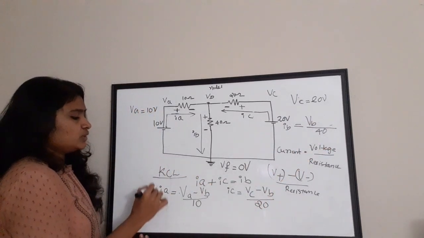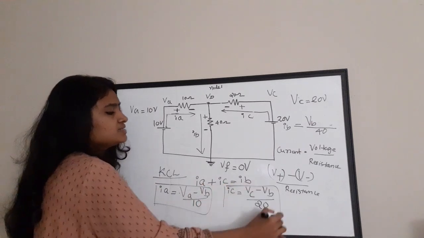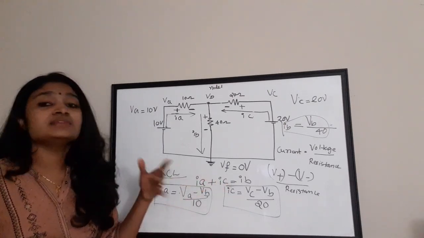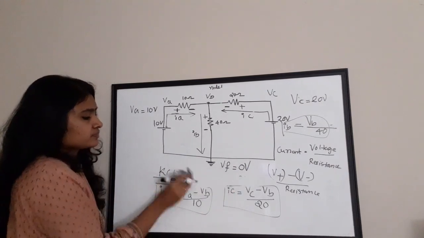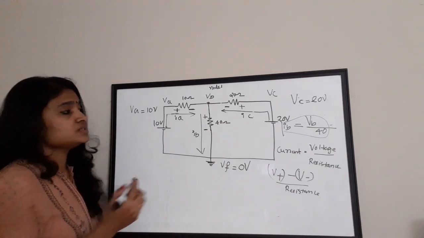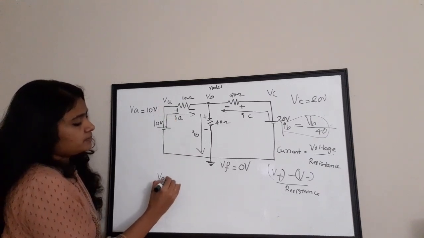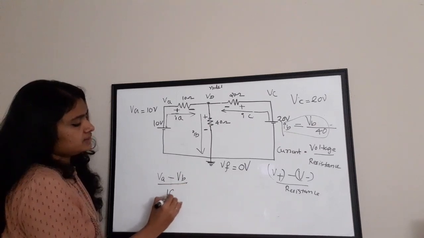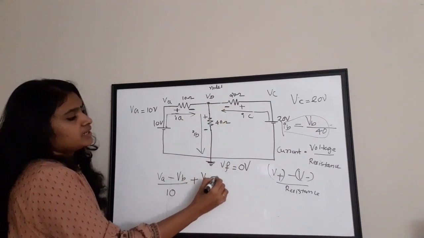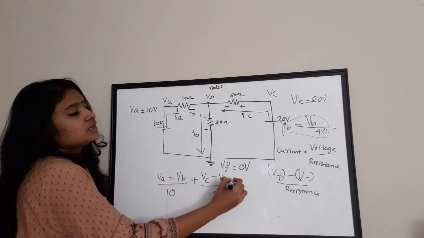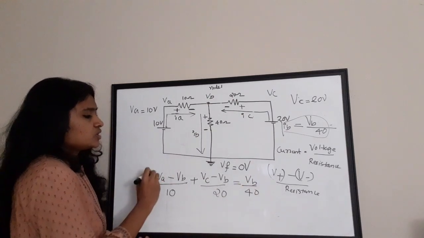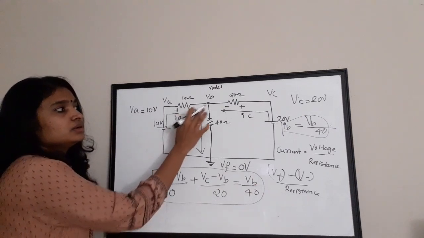So now we have obtained the value of IA, IC and IB. Now I am going to write my nodal equation by substituting the current values in the KCL. So the equation, or your nodal equation, is (VA minus VB) by 10 plus, because current IC is coming, right? So plus (VC minus VB) by 20 is equal to VB by 40. So this is your nodal equation for node 1, or this node.